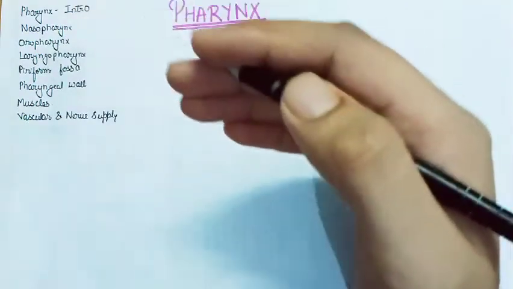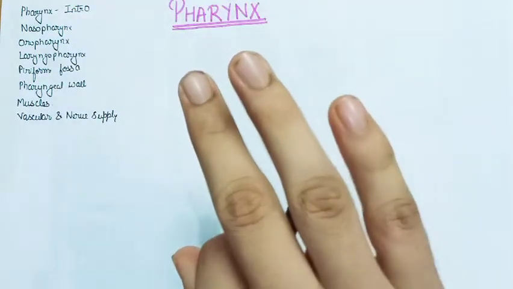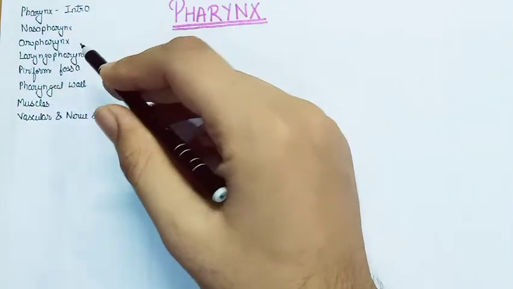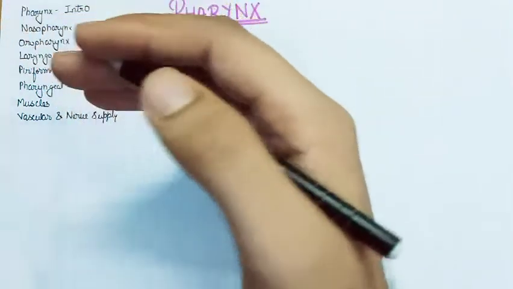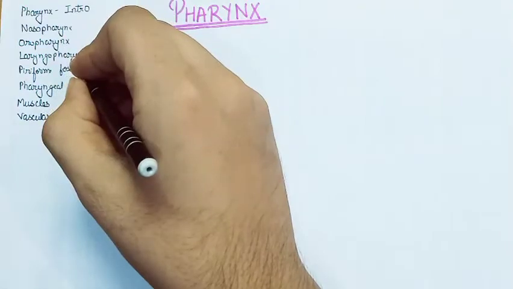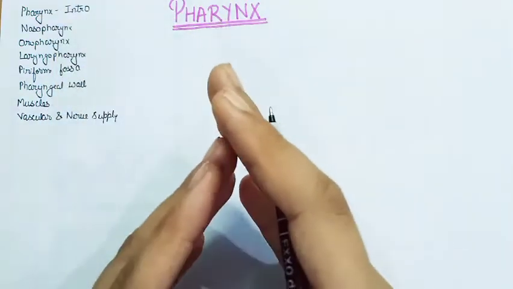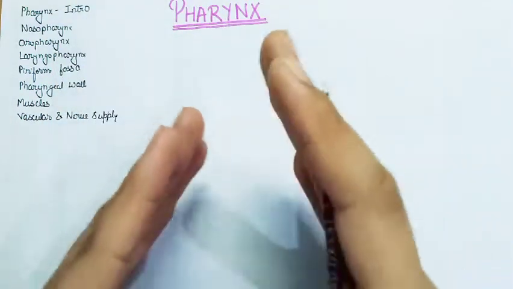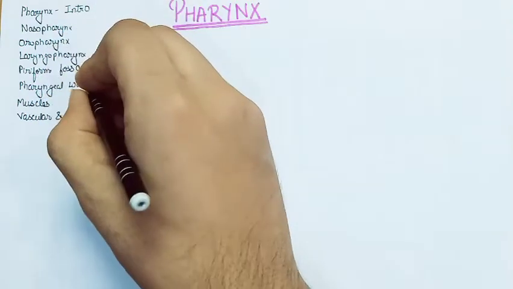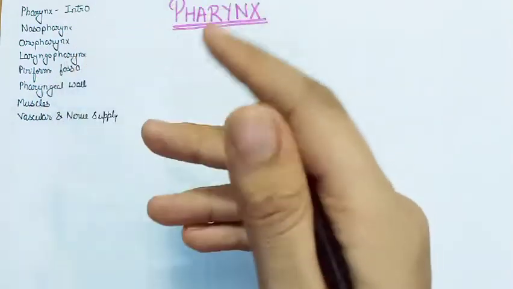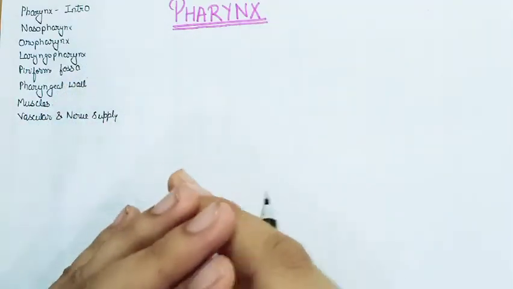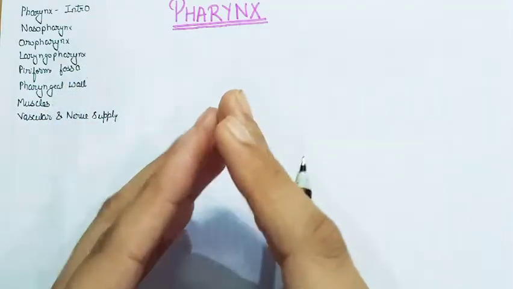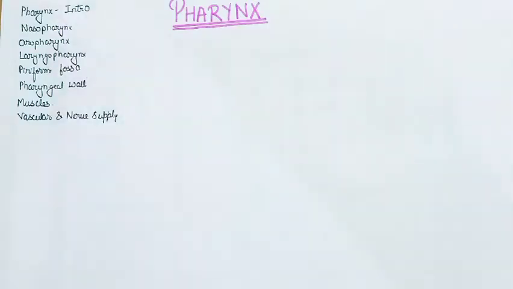Later in this video we will come to know that the pharynx is divided into three parts, namely the nasopharynx, oropharynx and the laryngopharynx. One by one we will discuss each part. Then we will discuss the piriform fossa, which is a very important topic from the clinical point of view. Then we discuss the pharyngeal wall, the pharyngeal muscles and the vascular and nerve supply, and end our topic pharynx. So first let's have an orientation of what the pharynx actually is.